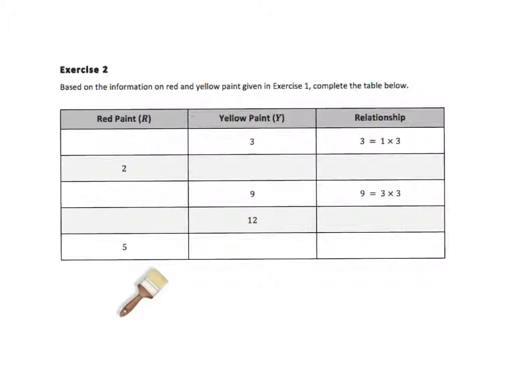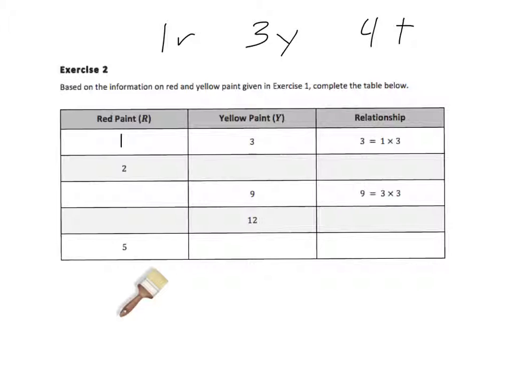In exercise 2, we're going to be filling out a table. Based on the information of red and yellow paint given in exercise 1, complete the table below. Now remember, the information given to us is 1 red to every 3 yellow. And that gets us 4 total. Okay, so let's start with our first row of our table. It's missing the red paint, but it's giving us 3 yellow paints. So therefore, if we have 3 yellow paints, we need how many reds? Well, 3 yellow paints goes with 1 red paint.